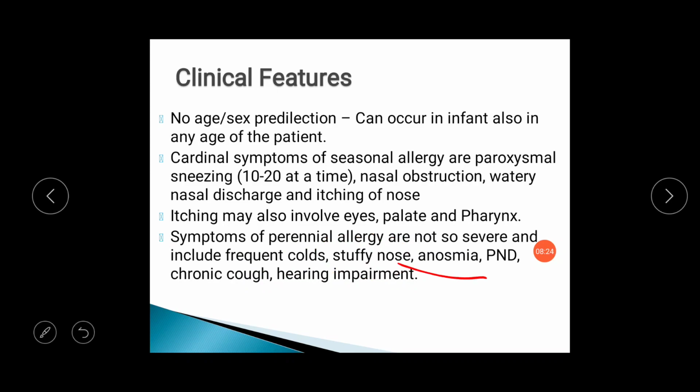Patient can have anosmia due to the excessive edema in the nasal cavity mucosa. Patient can develop post-nasal discharge, and patient will say that he or she has something trickling from the nasal cavity into the oropharynx. Chronic cough can be the sign of allergic rhinitis with allergic pharyngitis, and hearing impairment can occur due to the eustachian tube involvement.